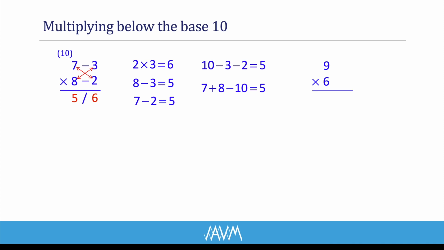Another example, 9 times 6. 9 is deficient by 1 and 6 by 4. On the right, multiply the 2 deficiencies. 1 times 4 is 4. And on the left, cross-subtract 9 minus 4 or 6 minus 1, 5. And the answer is 54.